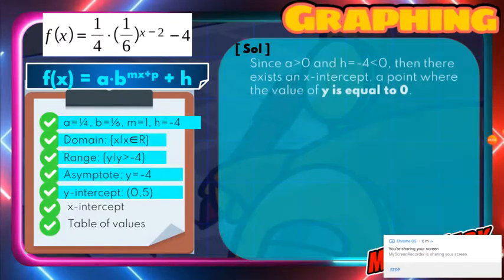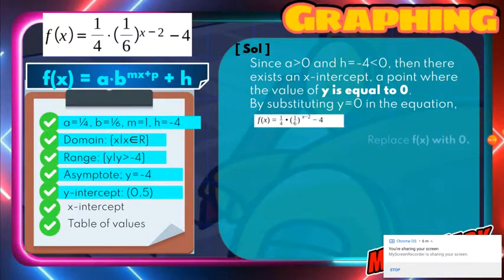For the x-intercept, it's a bit of a long process. And since a is greater than 0 and h is less than 0, they are opposite signs, therefore they have an x-intercept. It's simply substituting y equals 0, therefore f of x becomes 0.